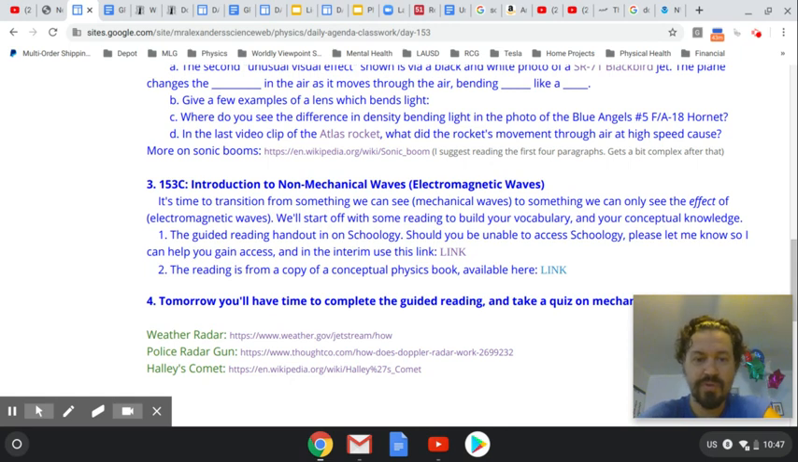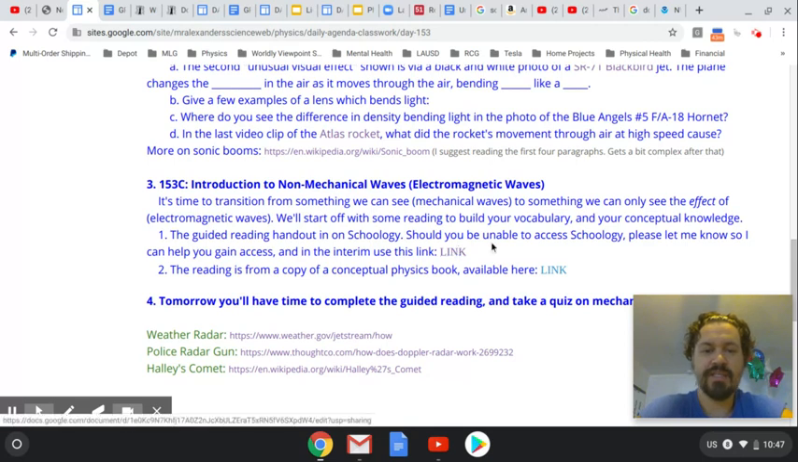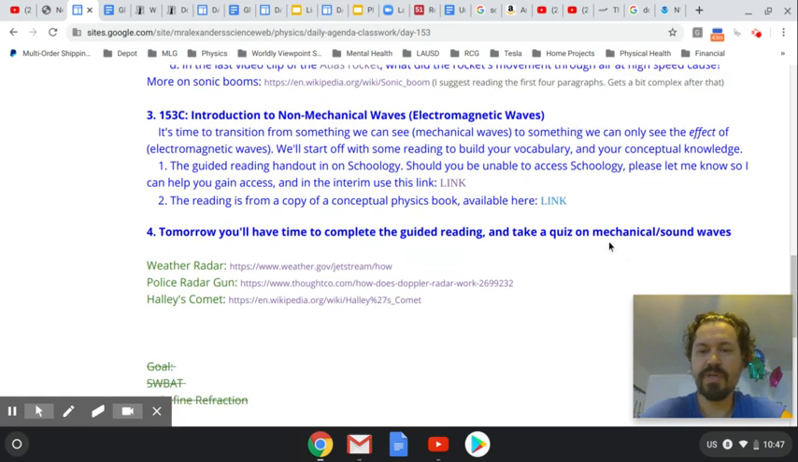So, yeah, that's what we're going to be learning about. There's a handout on Schoology, and the reading is from a conceptual physics book, and that reading is available here. And tomorrow we'll have a little quiz on mechanical and sound waves, and you'll also have time to finish the guided reading.